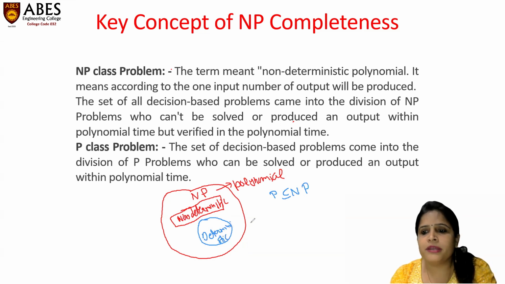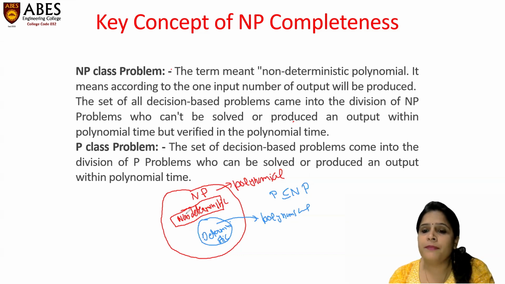Deterministic algorithms are those algorithms which have some definite path to solve a problem. One output for one input. So we have one approach or one set of instructions to solve these kinds of problems, and the time complexity of a deterministic algorithm is also polynomial. Right? So in the P class, we use deterministic algorithms and the time complexity is in polynomial form.